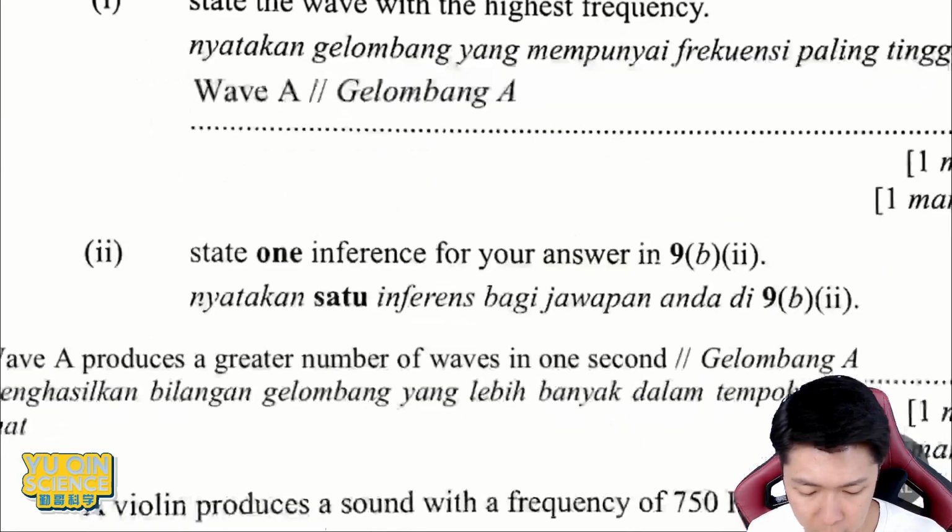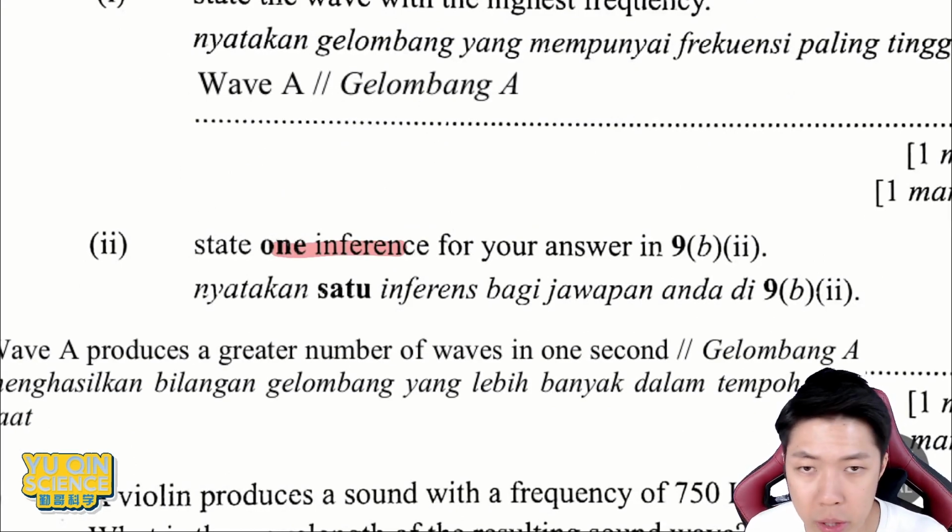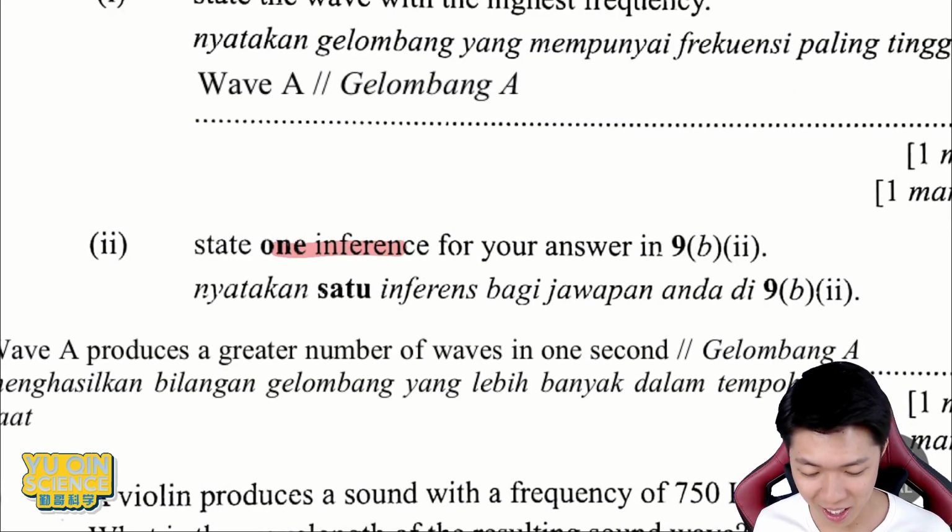One inference, right? One inference. Wait, why suddenly section B got one inference?